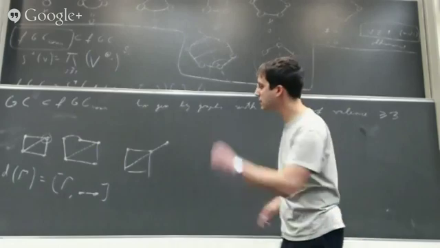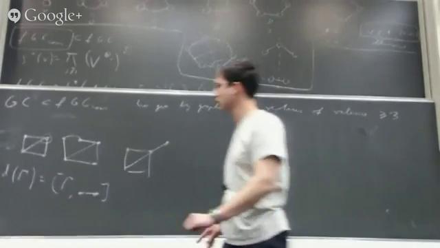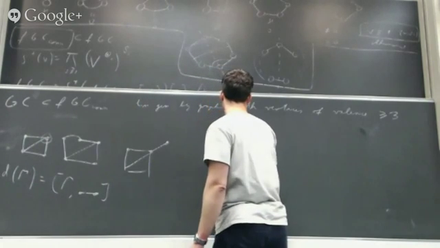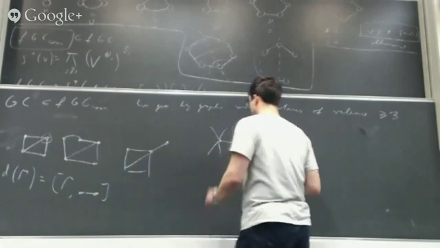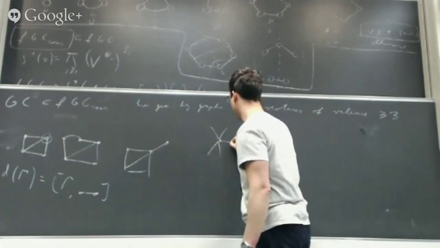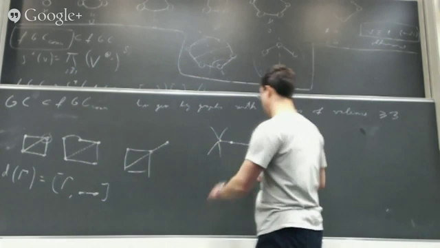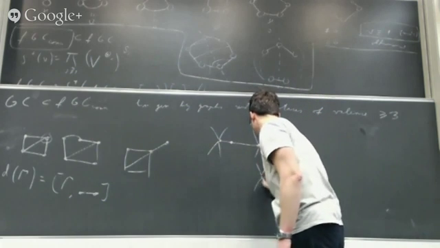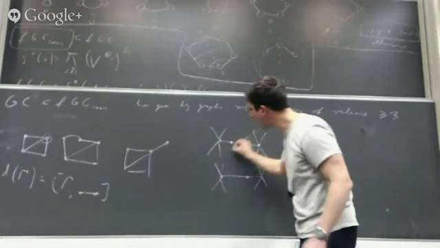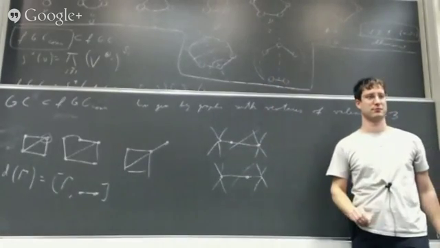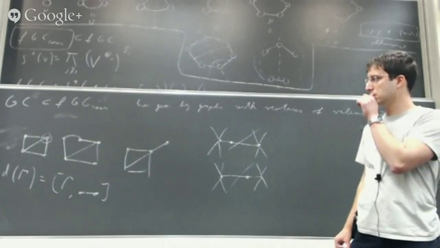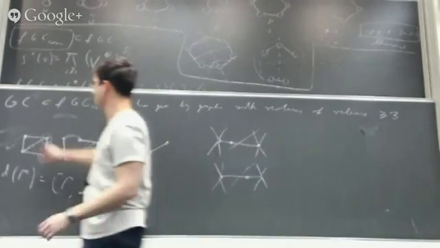Clear. But it neither can make a two-valent vertex, because if I have a vertex, it will split this and make something like this. But it will also split this and make something like this. And these two will cancel. So the example there is not good, right? Because the example is not in GC.